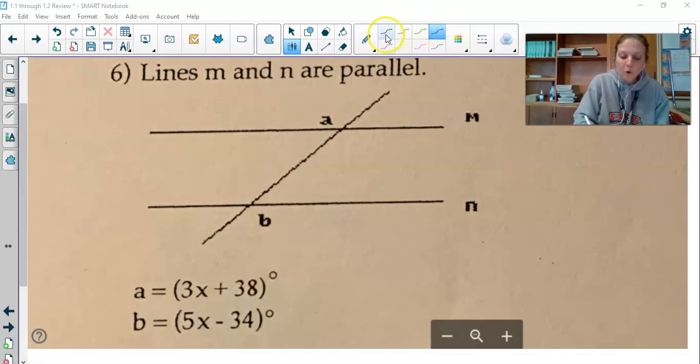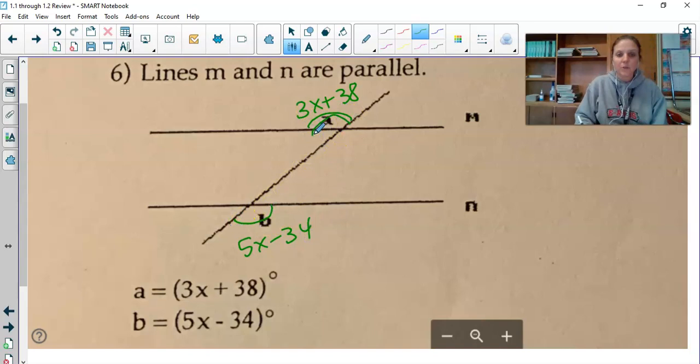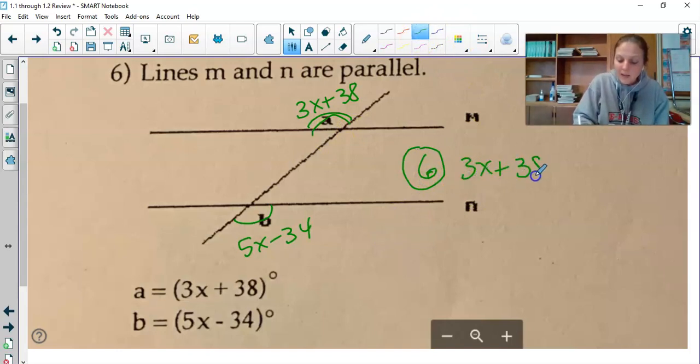So again, look at the formatting. So it gives you the values of the angles below here. Angle A is 3x plus 38, and angle B is 5x minus 34. These are those alternate exterior angles. So for number 6, these two angles are equal. So one of them is 3x plus 38, and the other one is 5x minus 34.